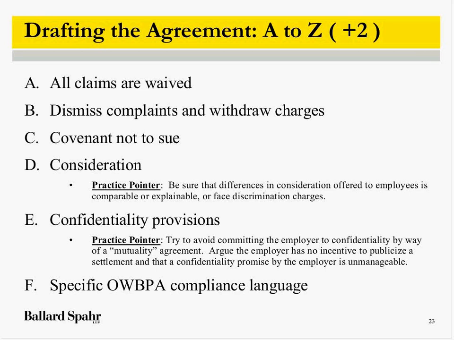Consideration, we've talked about value, something of value beyond that to which they are already entitled. Practice pointer, nuts and bolts. State when the payment will be made, whether taxes will be withheld, to whom the checks will be made out, where checks will be made. One important practice pointer: be sure that any differences in consideration offered to employees are justifiable or explainable.